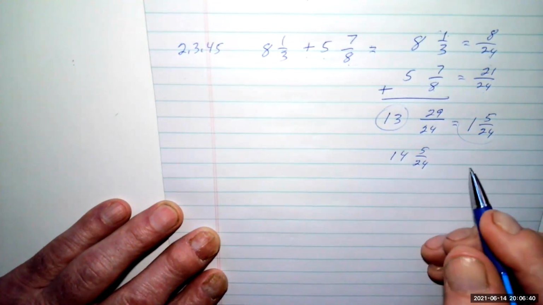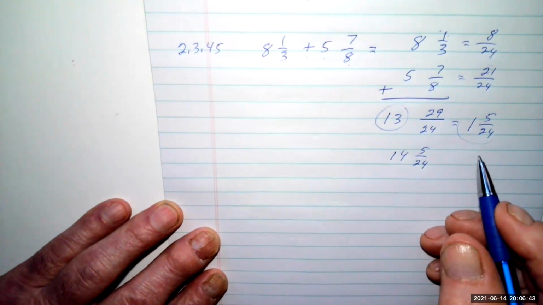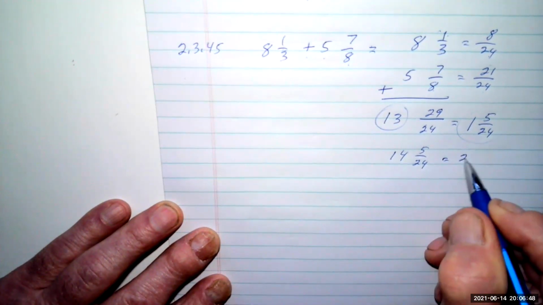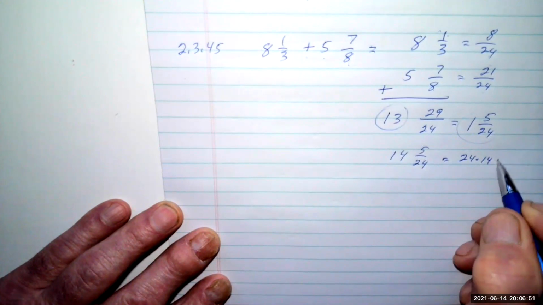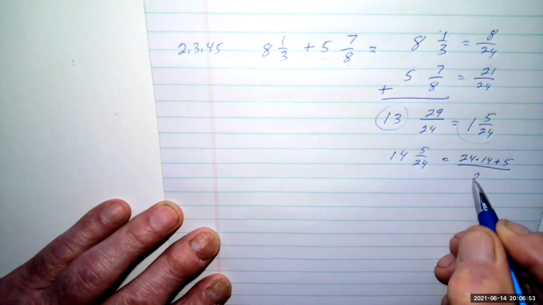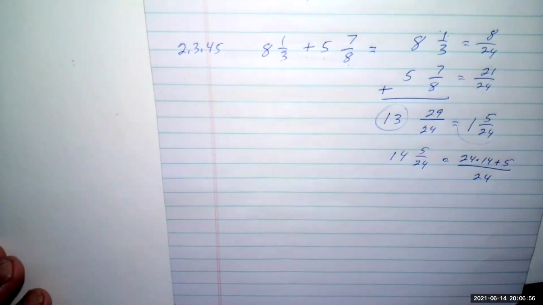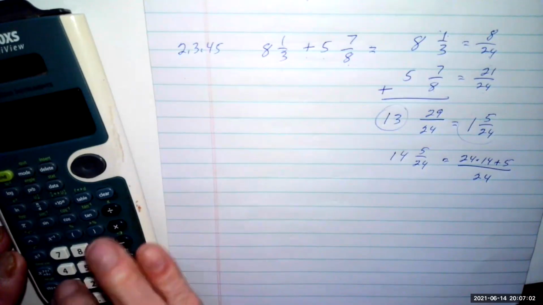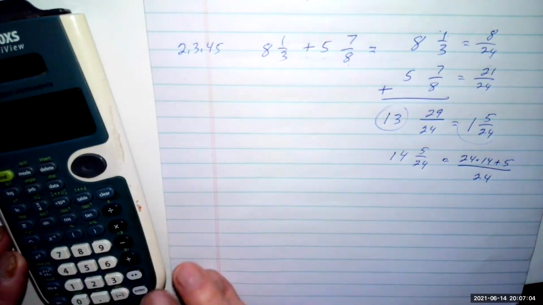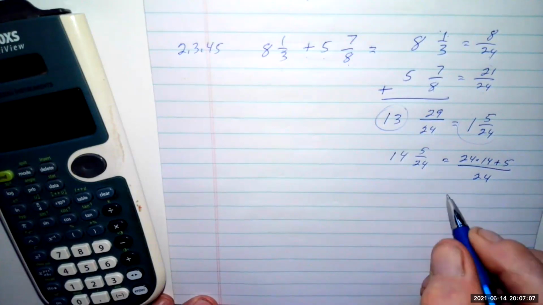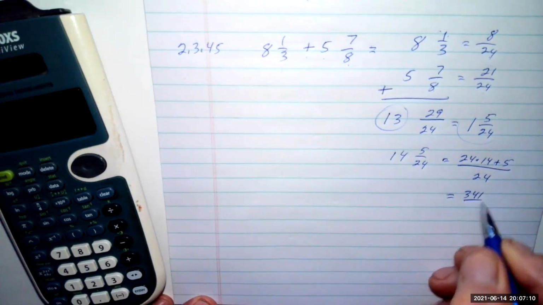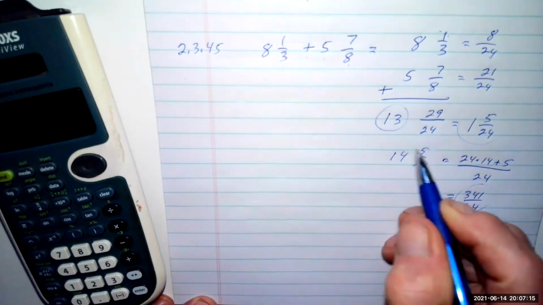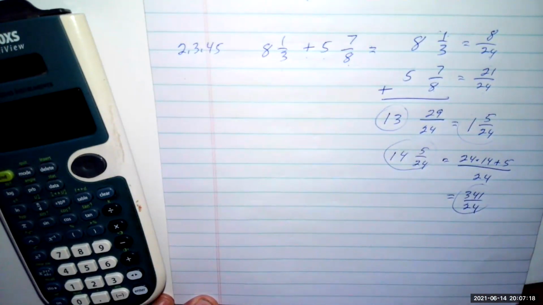If it does not allow mixed numbers, we would have to then take 24 and multiply it by 14, add 5 to it, and then divide it by 24. Let me do that on my calculator. So 24 times 14, add 5, and that would be 341 over 24. So as an improper fraction, this is the answer, and as a mixed number, this is the answer.